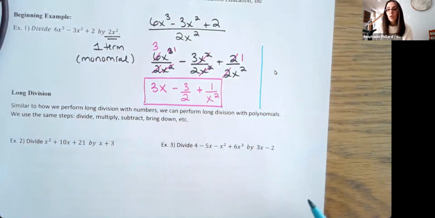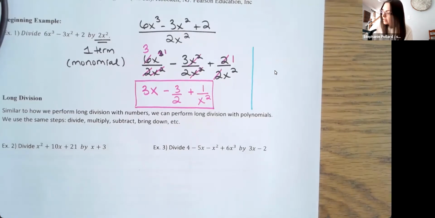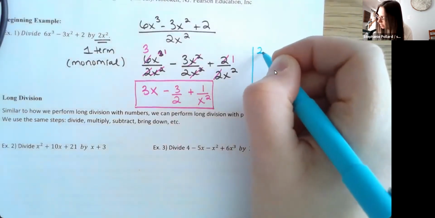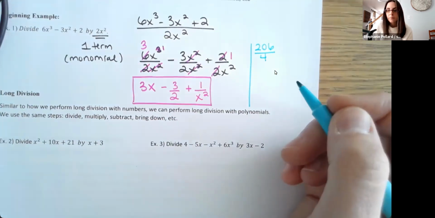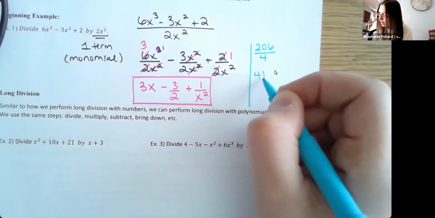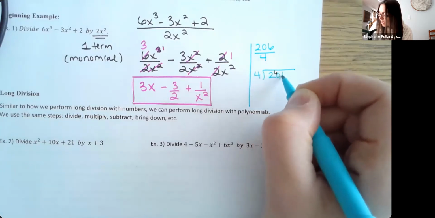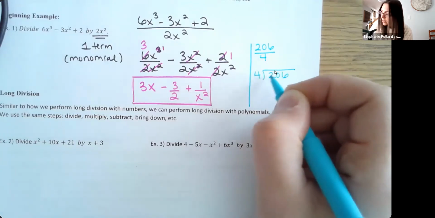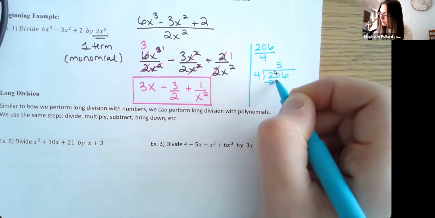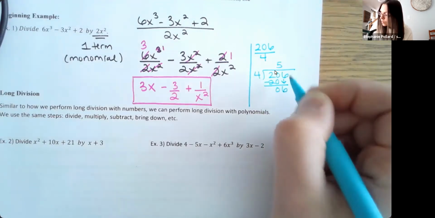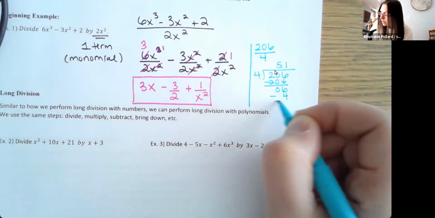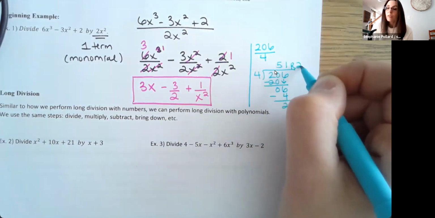Okay. So as a quick reminder here, let's say you wanted to divide something like 206 by 4. Well, you would set up your division bar. 4 does not go into 2, but it goes into 20. That's 5 times. Bring down the next value. 4 goes into 6 one time. And then you're left with a remainder of 2.